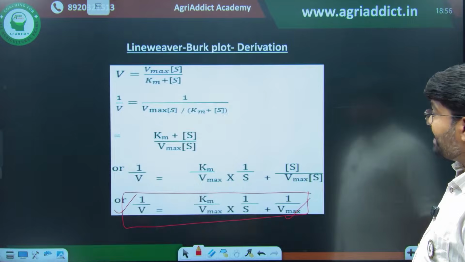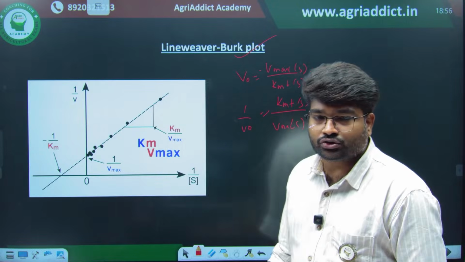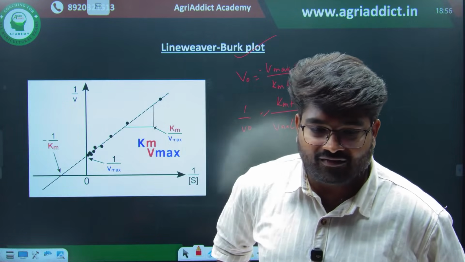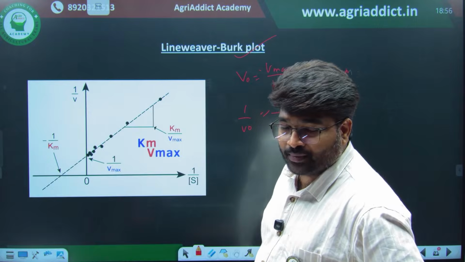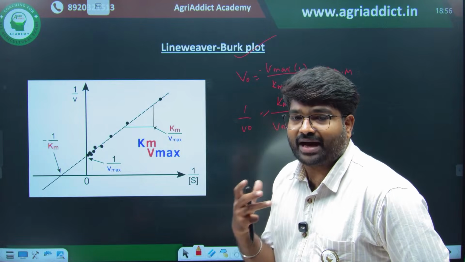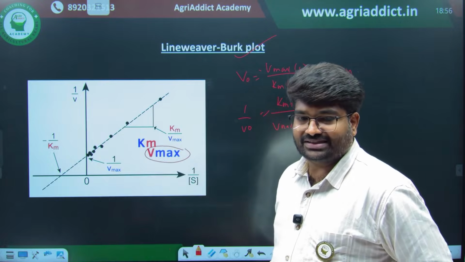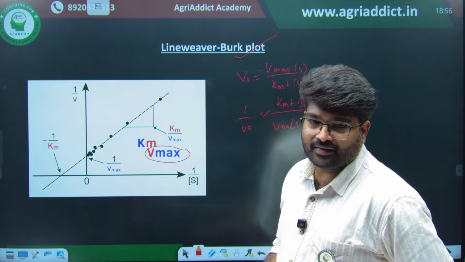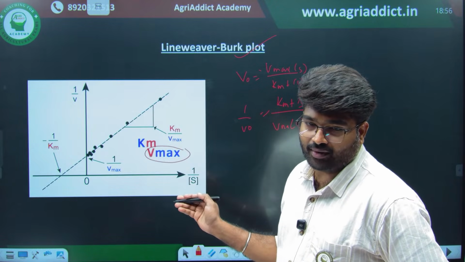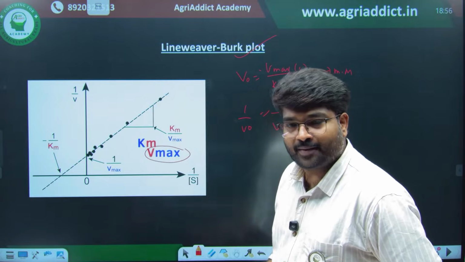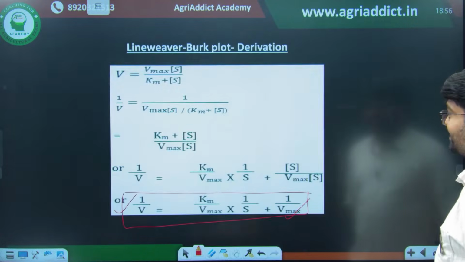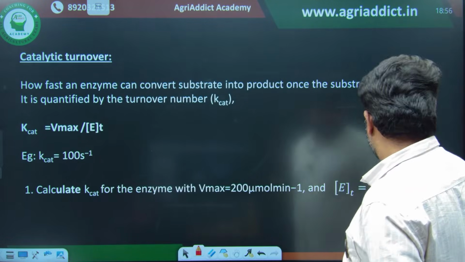Why are we doing it like this? Why do we need this Lineweaver-Burk plot? If you want to know the kinetic parameters, what is the maximum velocity of the enzyme and what is the Km of the enzyme, we can use this Lineweaver-Burk plot to determine them. This is just a simple thing.